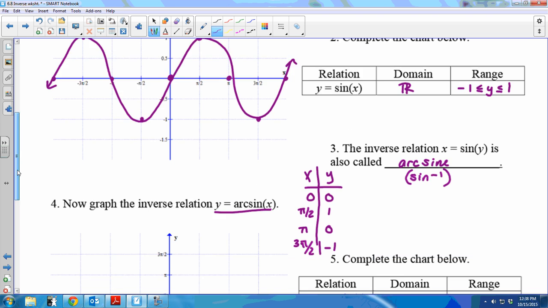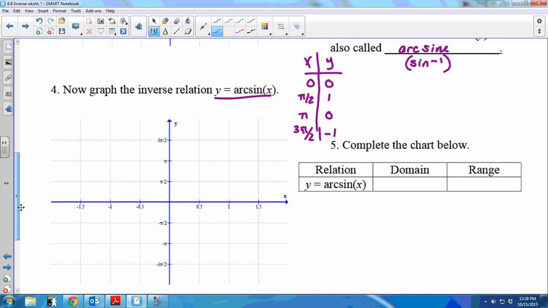So if I'm going to graph the inverse, then I'm going to flip all of those. So I still have a point at 0, 0. Then I have a point at 1, pi over 2. A point at 0, pi. I have a point at negative 1, 3 pi over 2. And you could continue the pattern from there.